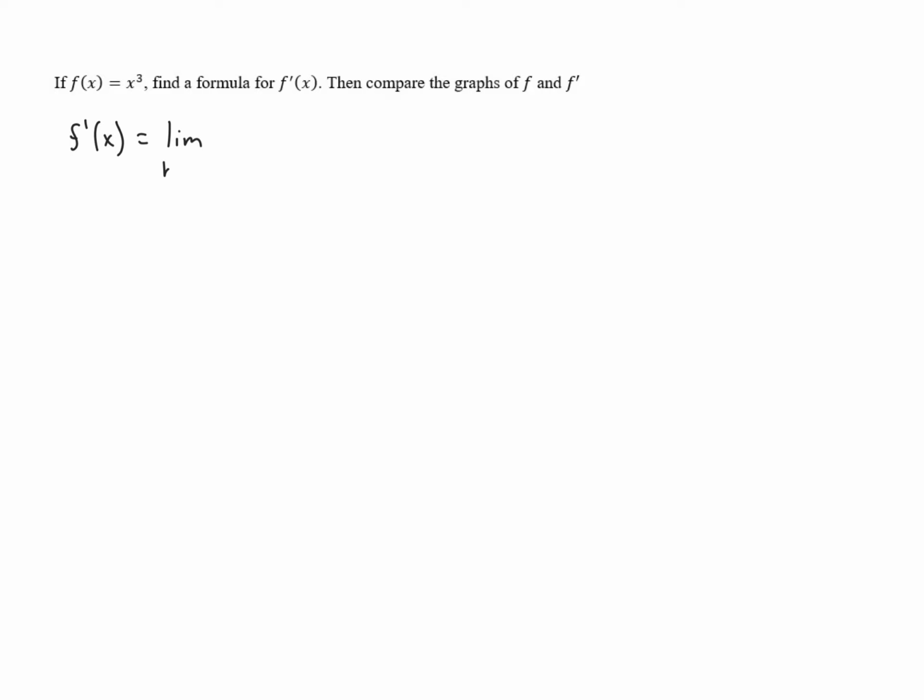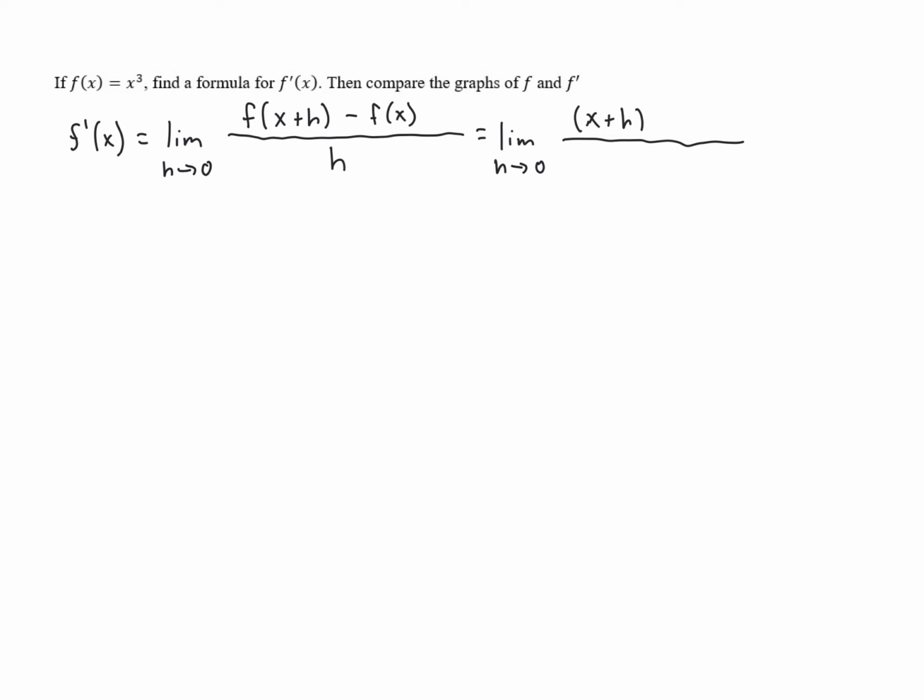So we want to find the derivative f prime of x, and we know that this comes from the limit as h approaches 0 of f of x plus h minus f of x all over h. So we need to plug in our function f of x equals x cubed. This is going to be the limit as h approaches 0 of, our function is the cubing function, so f of x plus h is going to be x plus h cubed, minus f of x, which is x cubed, all over h.